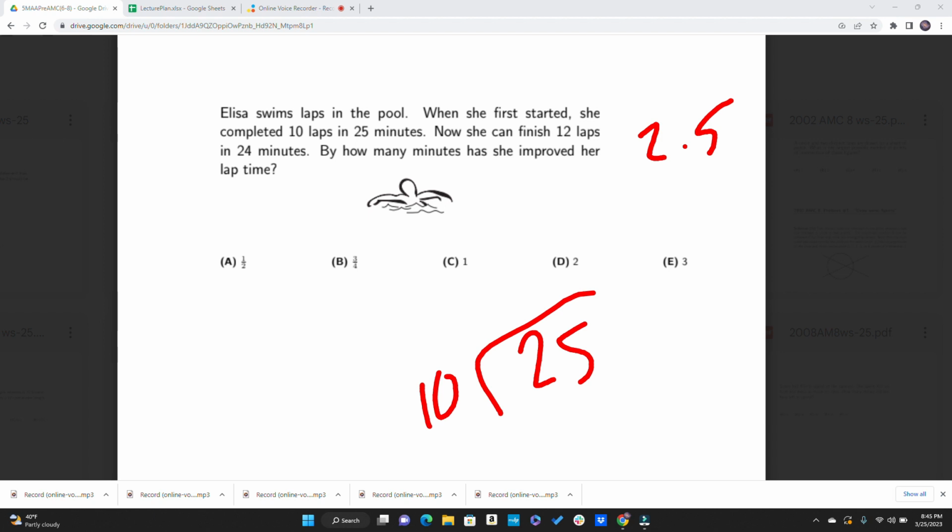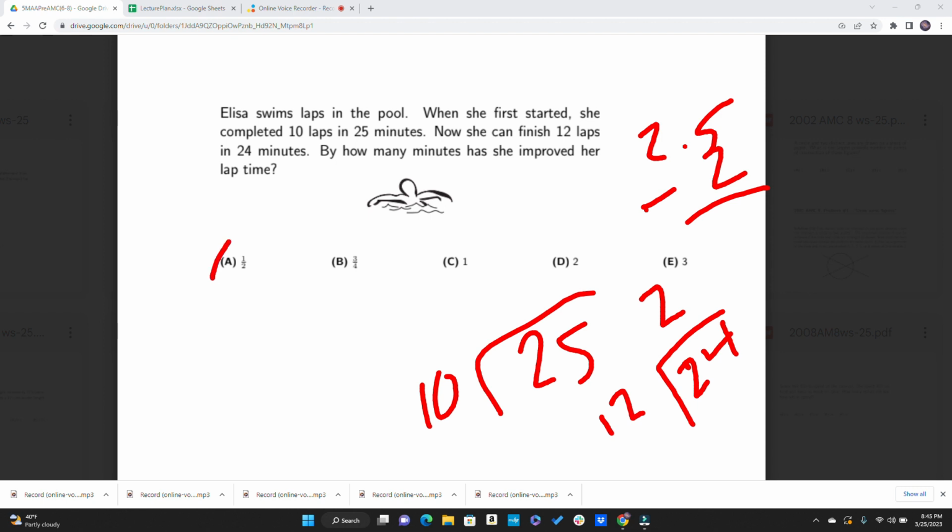Now she can finish 12 laps in 24 minutes. So how long does it take her to do a lap? We've got 24 minutes divided by 12 laps. She can do 1 lap in 2 minutes. So before it took her 2.5 minutes, now it takes her 2 minutes. So she's improved her lap time by 2.5 minus 2. That's half a minute. Answer choice A.